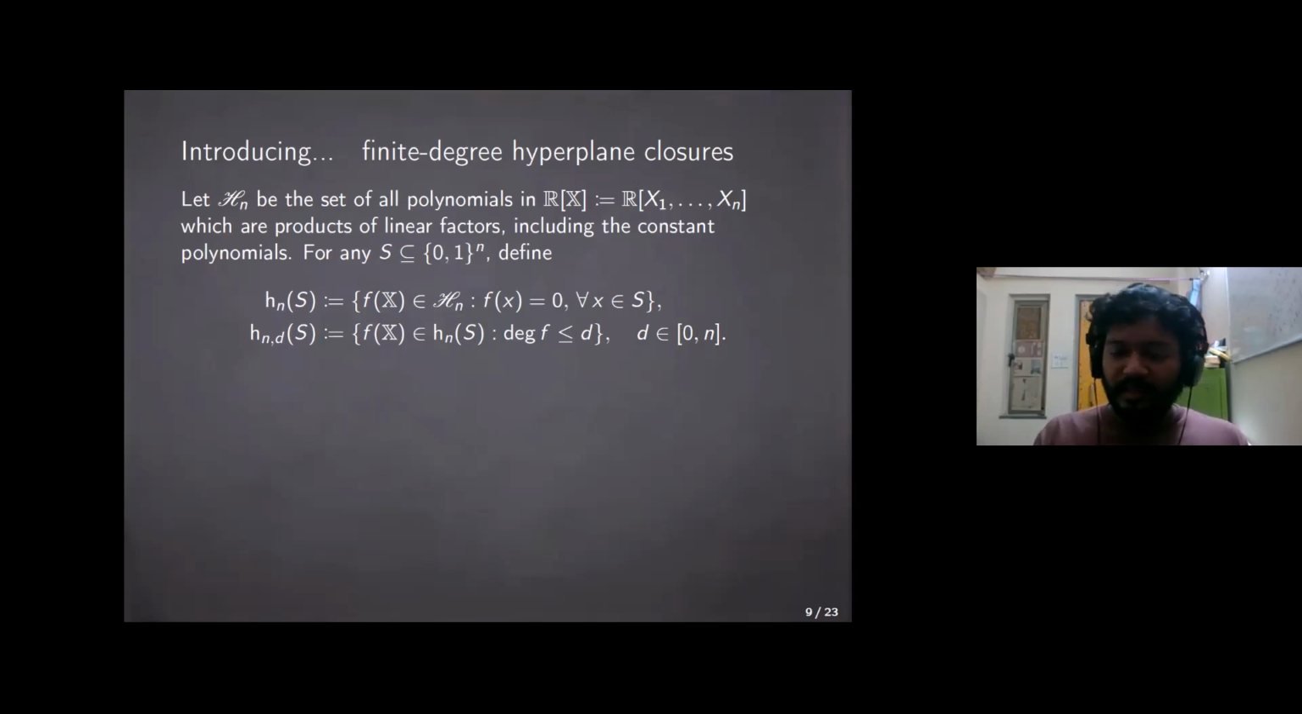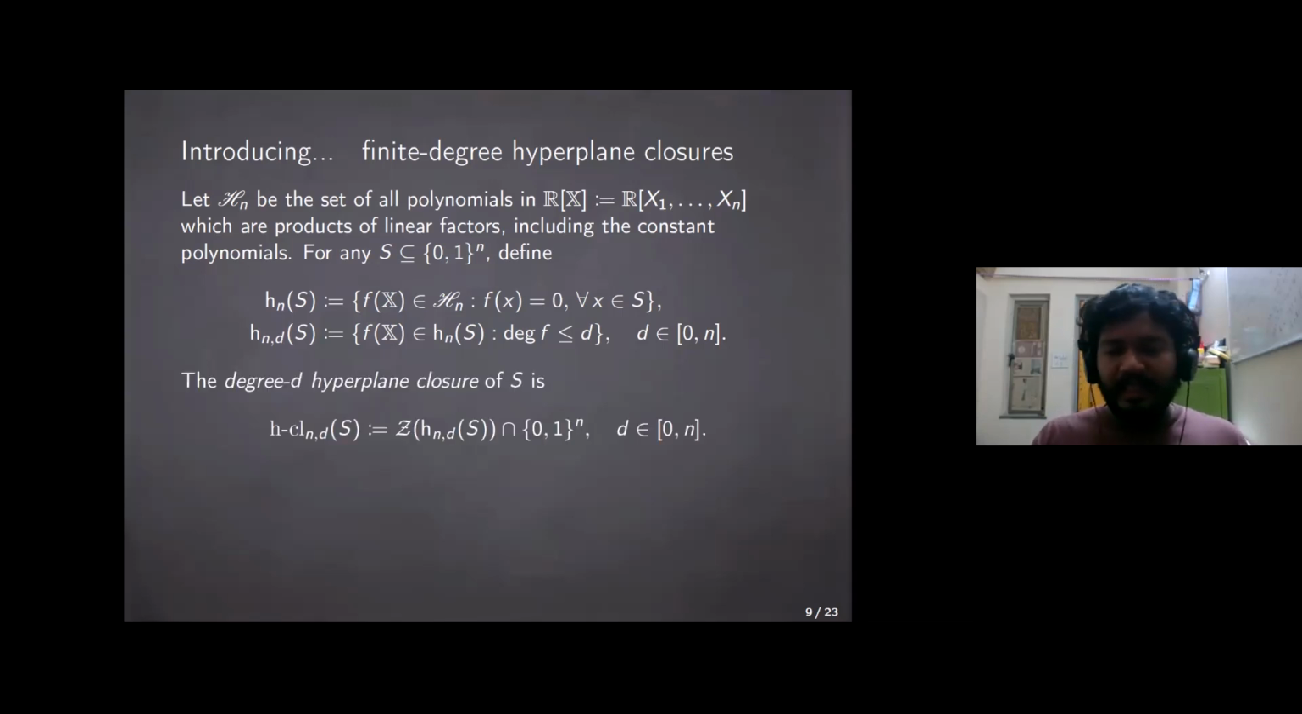Now the degree d hyperplane closure of the set S is defined to be the common zero set of this collection inside the hypercube. We are concerned with the hypercube. So what is this? Well, in words, start with the set S. Look at the collection of all hyperplane arrangements with at most d hyperplanes that contain the set S, and then take their common intersection.